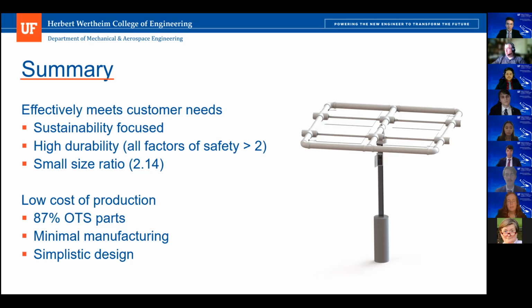Utilizing 87% off-the-shelf parts allowed us to have minimal manufacturing to achieve a simplistic design with a small footprint that effectively meets your needs.